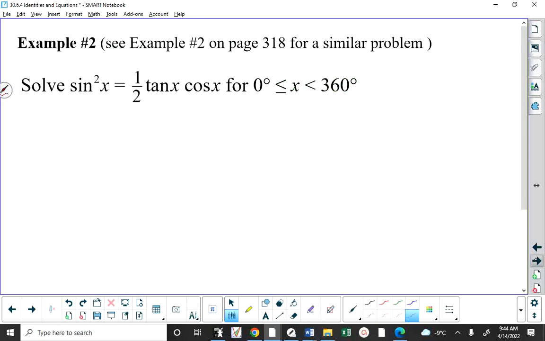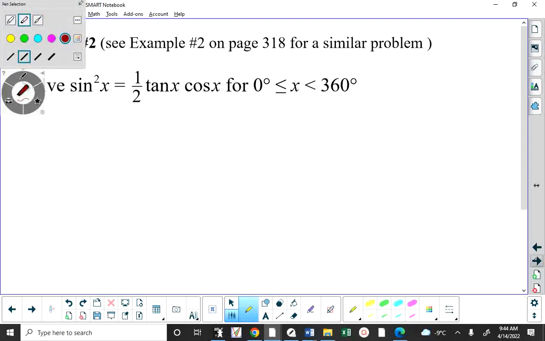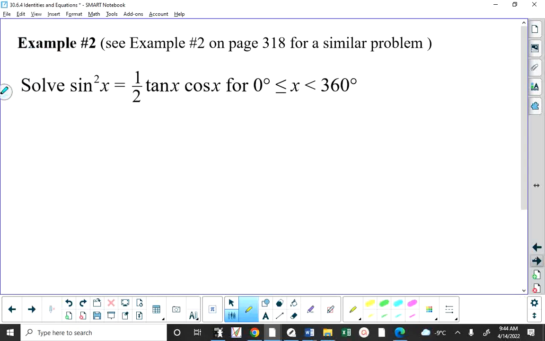All right, number 2, sine squared of x equals 1/2 tan of x cos of x, and we want to solve that in degrees. I just have a question for you. I think I used the analogy yesterday of seeing the matrix. How many of you look at tan x cos x and don't see that? You see something else. It's sine x, isn't it?